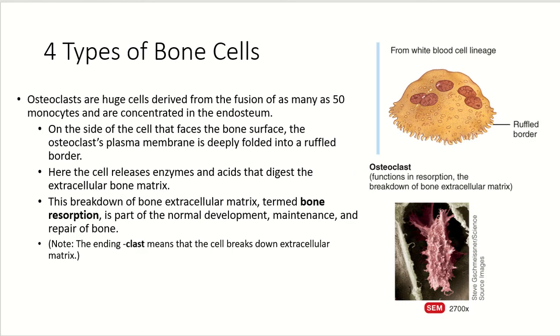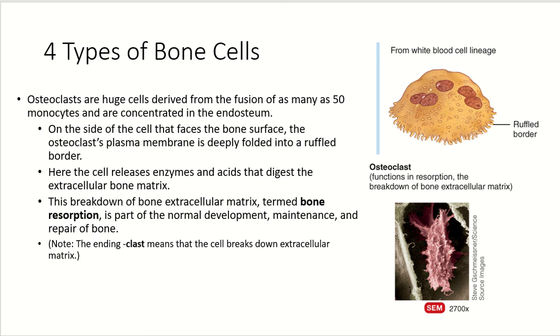Osteoclasts are different because these are going to have a white blood cell lineage. They're going to be derived from some sort of white blood cells, specifically monocytes. So these are big, huge cells that are going to be derived from the fusion of as many as 50 or more monocytes, which are a type of white blood cell or an immune cell, and they are going to be concentrated primarily in the endosteum.